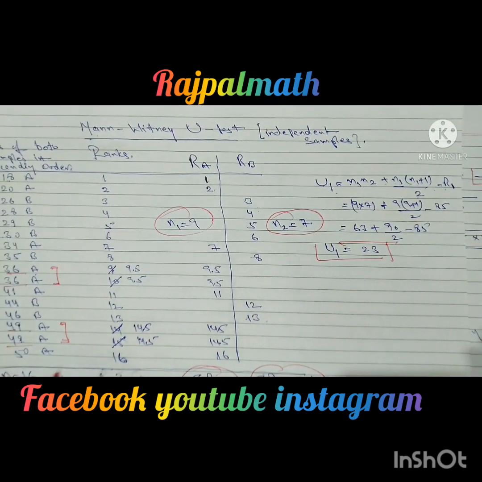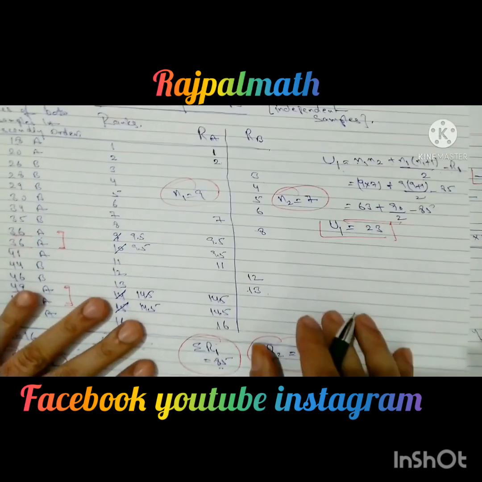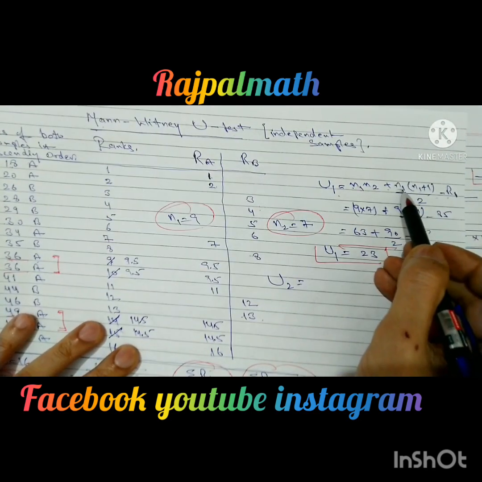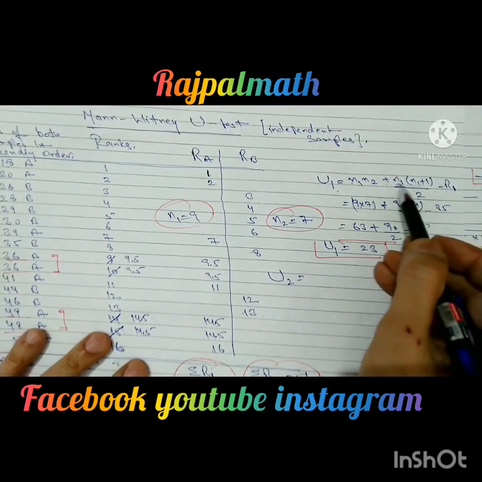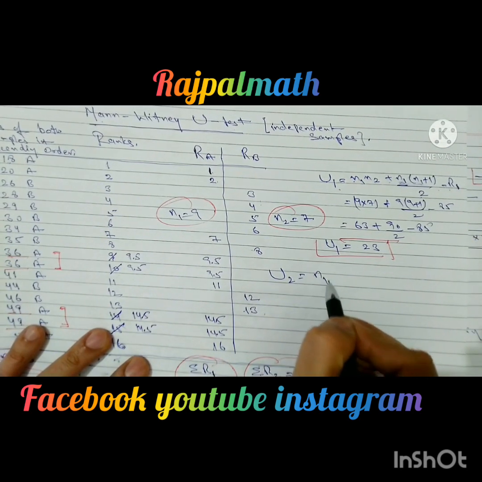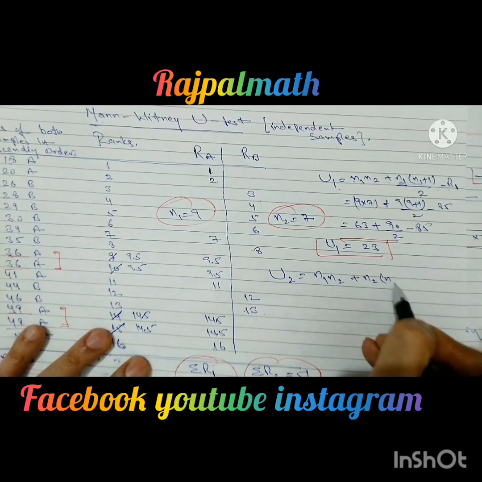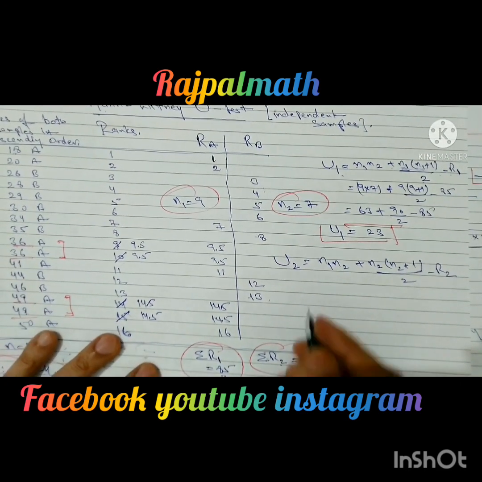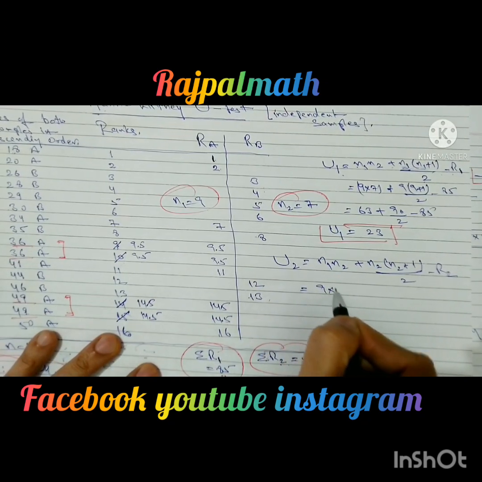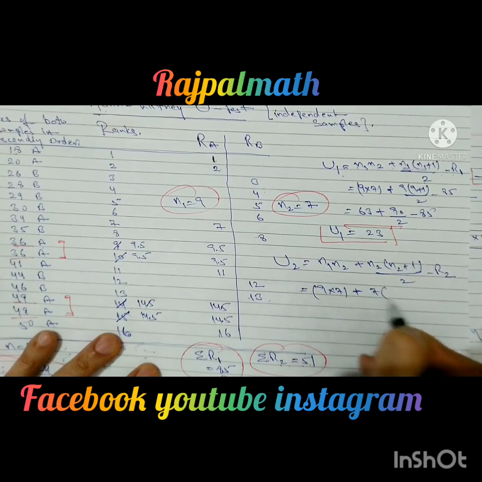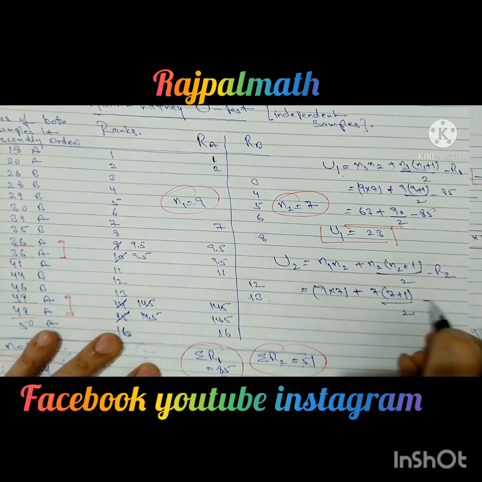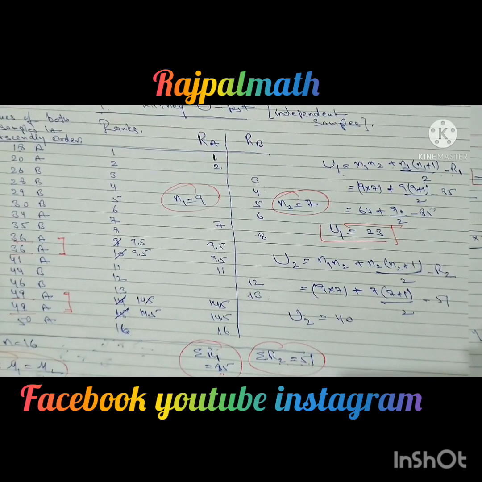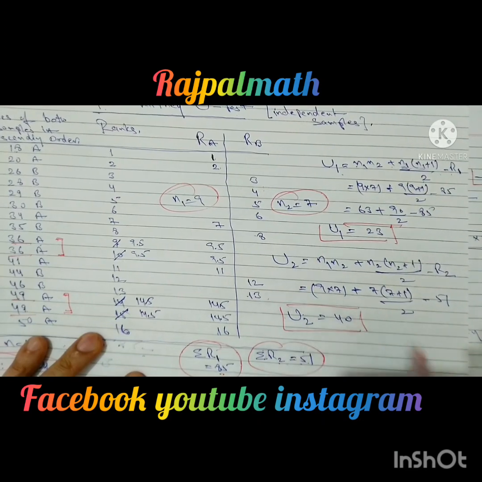Now calculate U2. The formula for U2 is the same, replace n2 in place of n1: n1 into n2 plus n2 into n2 plus 1 over 2 minus R2. So 9 into 7 plus 7 into 7 plus 1 by 2 minus 51. By calculating this, we get U2 is 40.